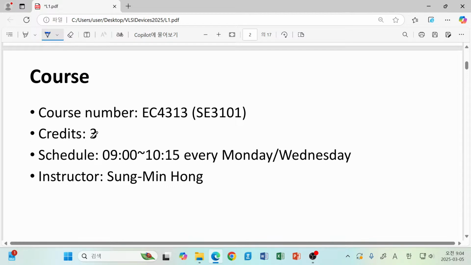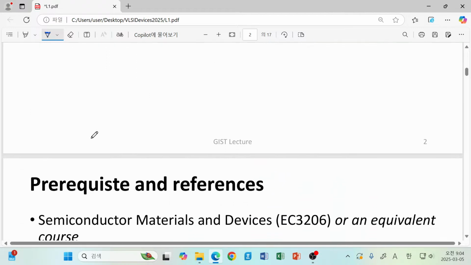The course number is EC4313, and it also has a dual code, SE3101, but right now there are no junior level students in the Department of Semiconductor Engineering. So actually all of you are coming from EC4313, I guess. It has 3 credits, and every Monday and Wednesday in the first lecture slot we will have the session. My name is Sung Min Hong.